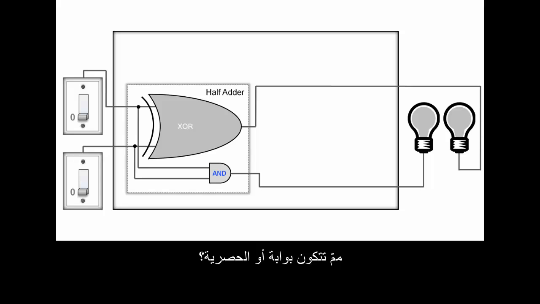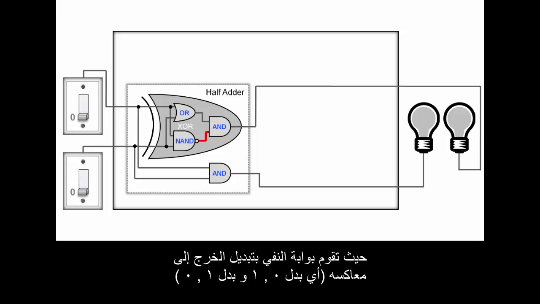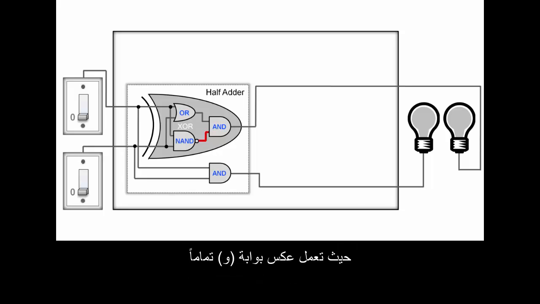Now, what makes up this exclusive OR gate? Well, it's an OR gate, a NAND gate, and an AND gate. Well, what's a NAND gate? That's just an AND gate with a NOT gate on the back end. A NOT gate just flips whatever the output is to its opposite. In other words, the NAND gate is only off if both inputs are on, the exact opposite of the AND gate. This is the key part of the exclusive OR gate.